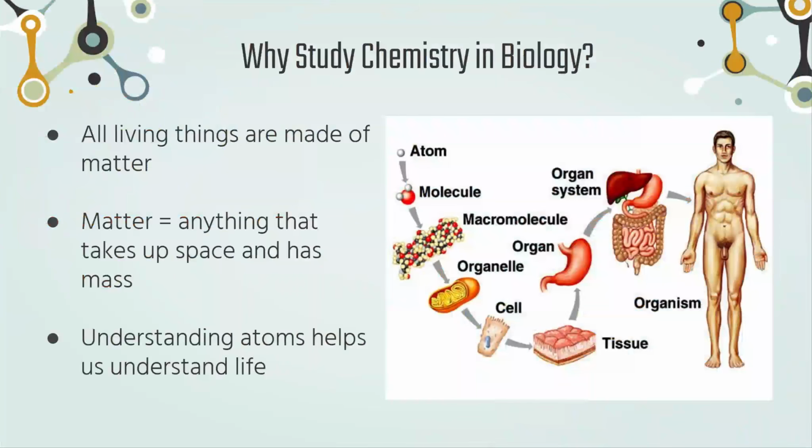So why should we study chemistry and biology? Well, that's because all living things are made up of matter, and matter is anything that takes up space and has mass. And to understand matter, which makes up everything, including living things, we need to understand atoms, which are basically the smallest unit of life.